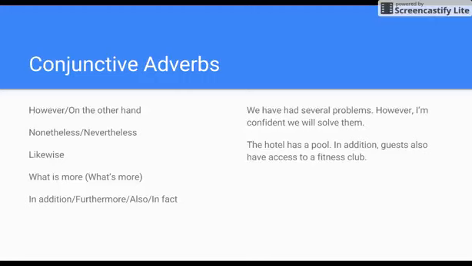Likewise, what's more. That one's a little bit more common in British usage. What is more? What's more? In addition, furthermore, also, in fact. Okay, all of these are the same. You put period, in addition, comma, period, in fact, comma. Now one that isn't mentioned here, I forgot to put it up, is moreover. That one's very important. It means the same as furthermore. So furthermore and moreover are both very common in this kind of writing.